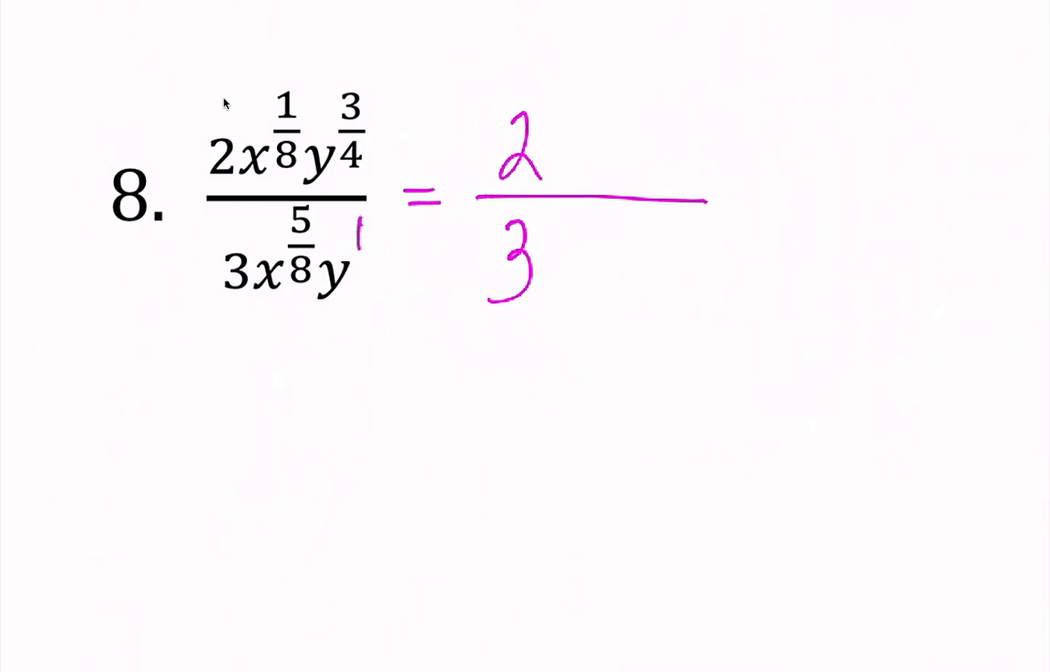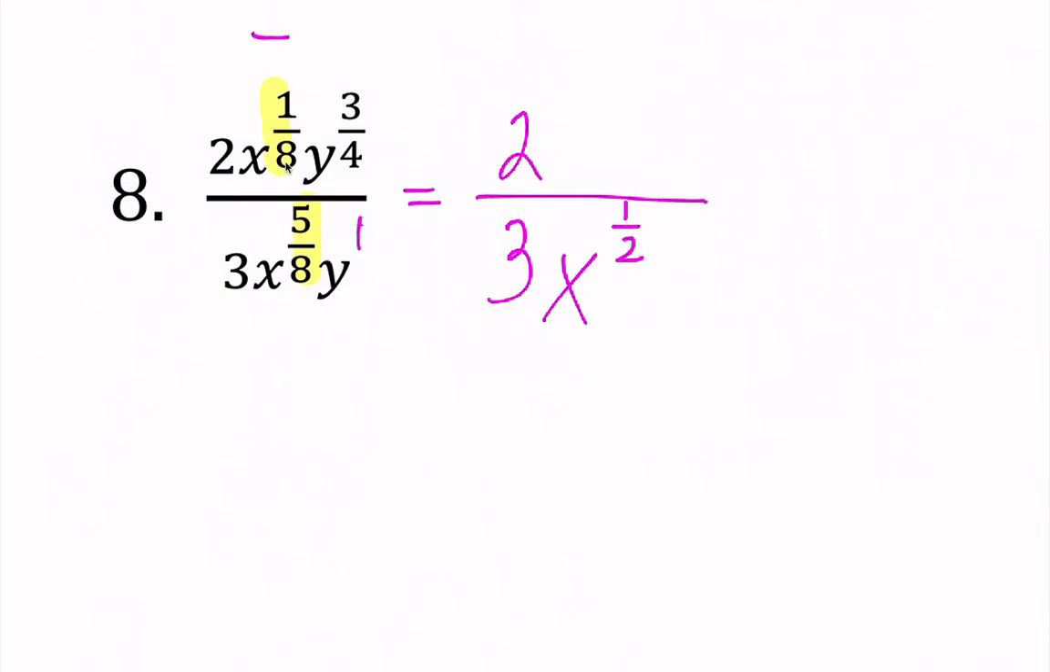Okay, next I look at my x's. I see x's on top. I see x's on bottom. Well, I know that 5/8 is bigger, so x belongs on the bottom. And I know I need to subtract. So I take a 5/8 and I subtract a 1/8. That's going to give me 1/2.